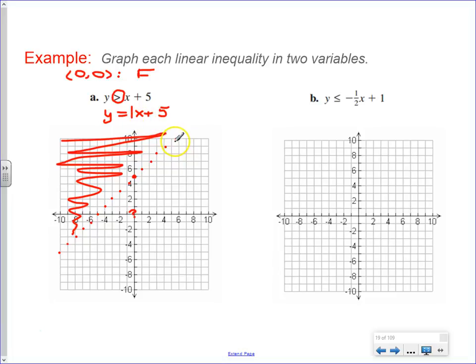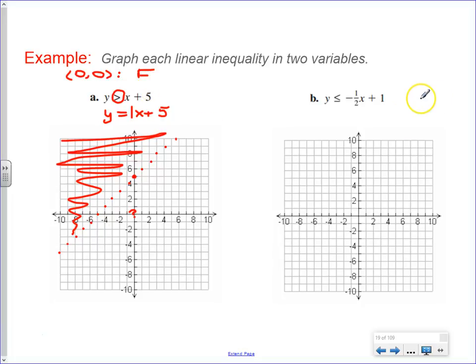So let's review the steps real quick. How did we get the boundary line? y equals x plus 5, and we graphed a line, but we kept it dashed because it wasn't "or equal to." How did we know where to shade? We chose a point not on the line, and it failed. He doesn't get the shading. The shading is a good thing. So the shading goes with those for whom the statement is true.